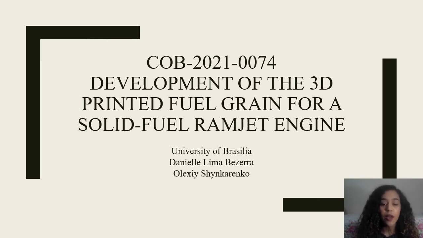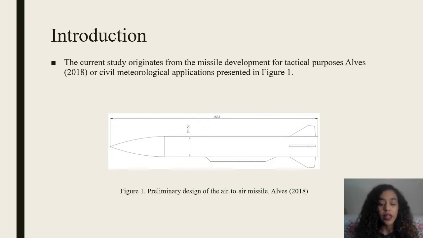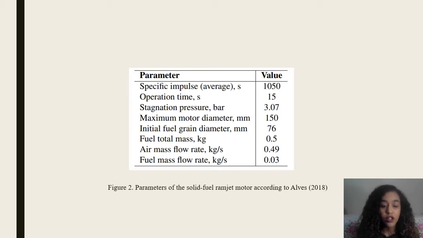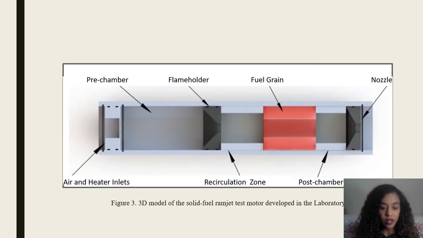In this presentation, I'm going to talk about my current research, the development of 3D printed fuel grain for solid fuel ramjet engine. The current study originates from the missile development for tactical purpose or civil meteorological applications. Figure 1 shows preliminary design of the air-to-air missile, and Figure 2 shows parameters of the solid fuel ramjet motor. The ramjet engine has three main parts: a diffuser, a combustion chamber, and an exhaust nozzle.